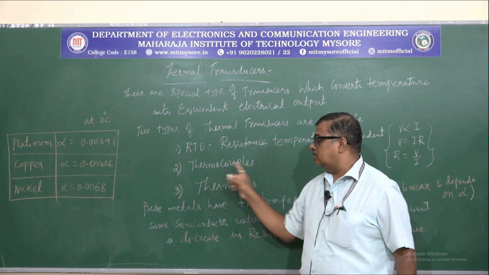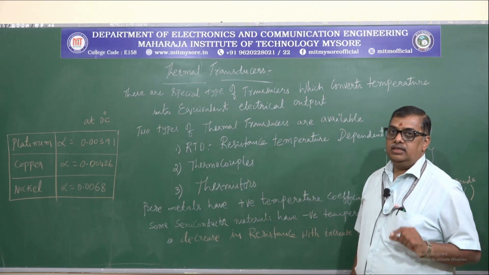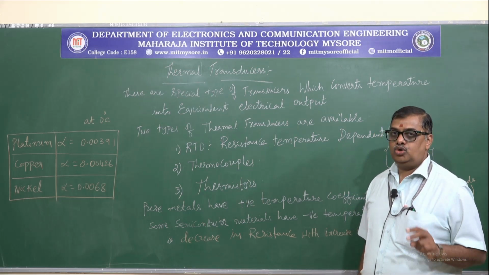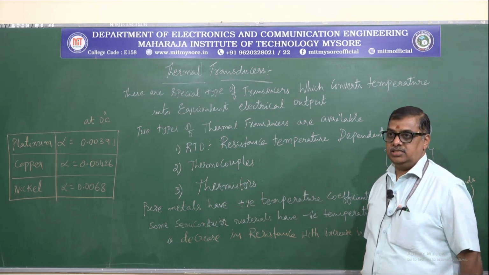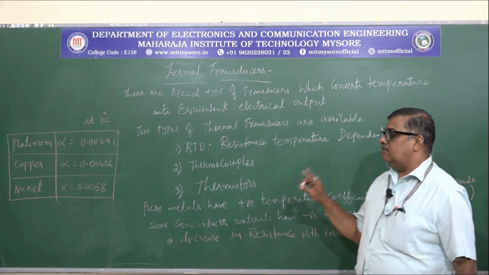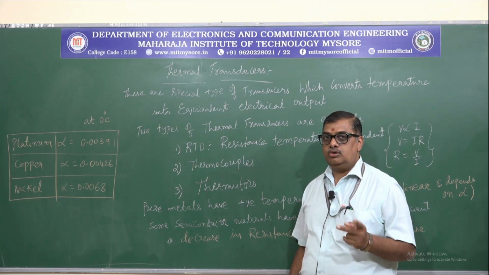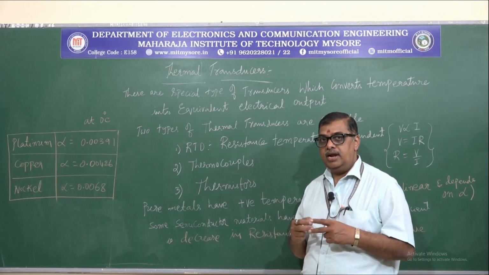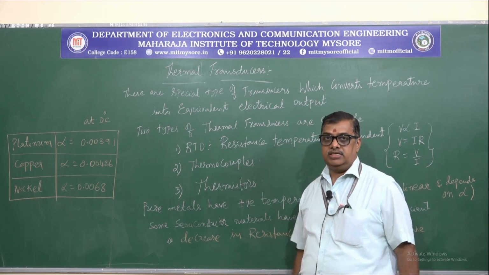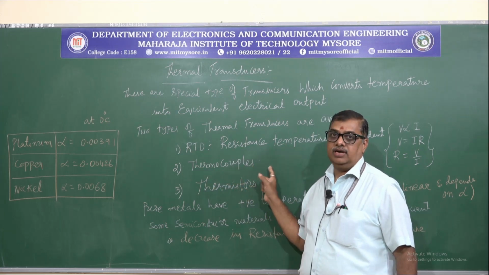Next is thermocouples. Thermocouples are again temperature transducers, made up of two dissimilar metals, and they will have different temperature coefficients. Two dissimilar metals are used in these thermocouples to measure the temperature. This is a type of active transducer.